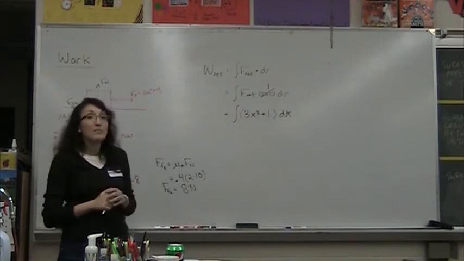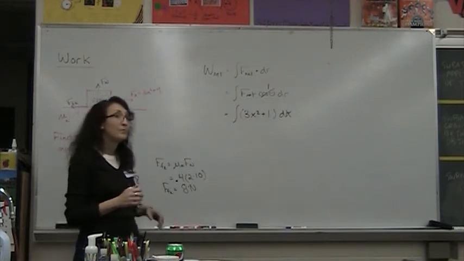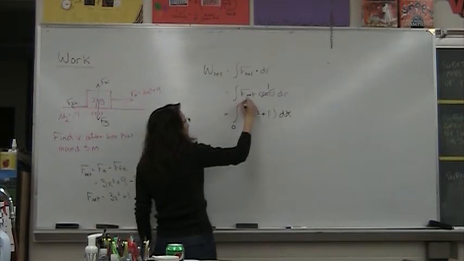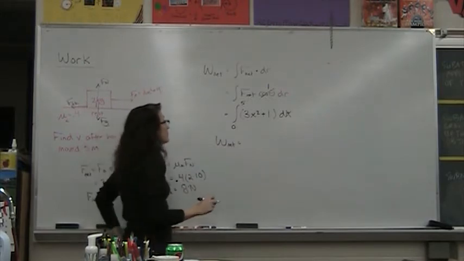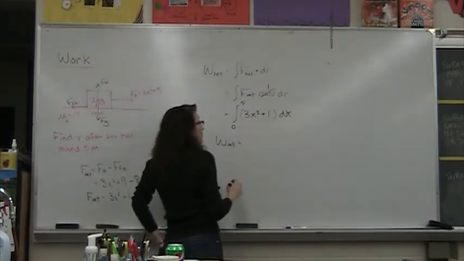All right, what are our limits for our integral? 0 to 5. So let's do the integral and figure out how much net work was done. What's going to be the integral of 3x squared plus 1?